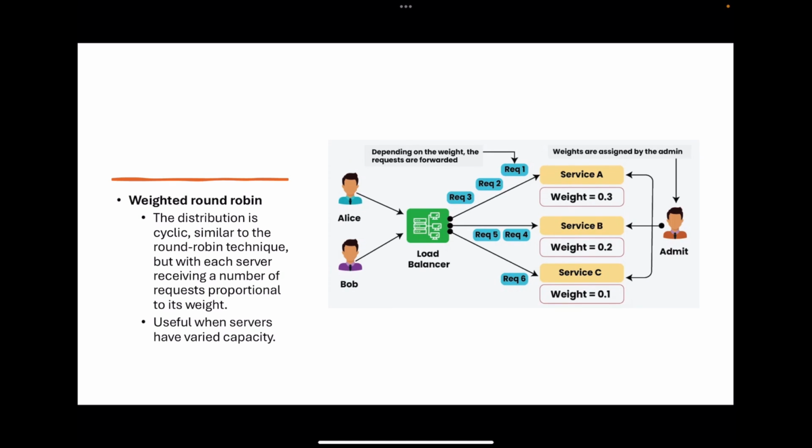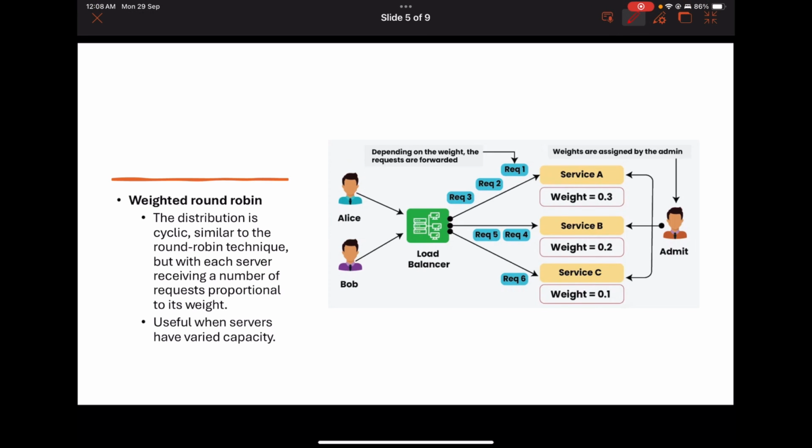So this is not a very efficient algorithm to consider when looking for a load balancing algorithm. Now let's talk about the weighted round robin algorithm. In weighted round robin, we assign weights to each of the servers, which basically signifies their capacity. Say, for example, here in service A, the weight is 3. That means service A has higher capacity compared to service B, and service B has higher capacity compared to service C. So more requests will be redirected to service A, then B, then C in decreasing order. It is useful as we take into account the capacity of the servers and the load is distributed accordingly.